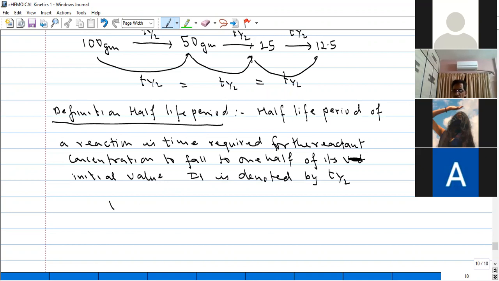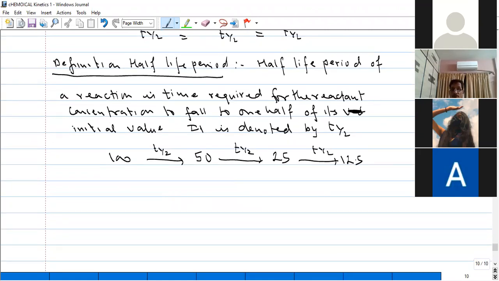That is, if it is 100 gram, the time taken for 100 to become half is called a half-life period. Or the time taken for 50 to become half is a half-life period. The time taken for 25 to become half is also a half-life period. And all the half-life periods are equal for a particular reaction. For a particular reaction, the half-life period is a constant. We are going to derive the expression for the half-life period of a first order reaction.